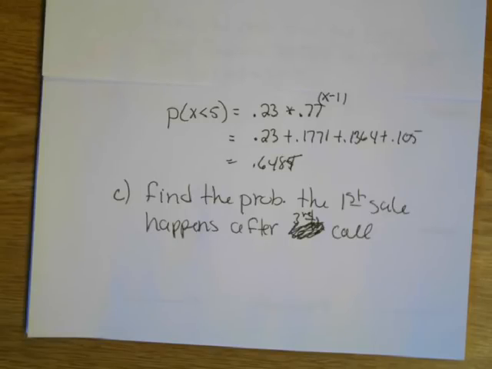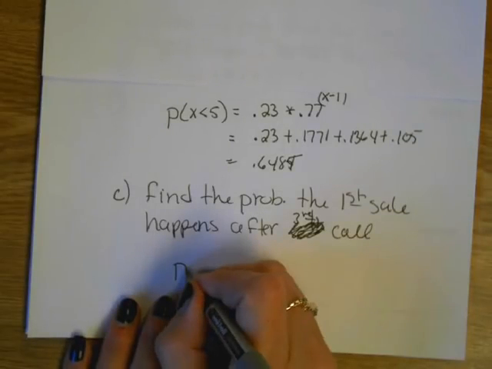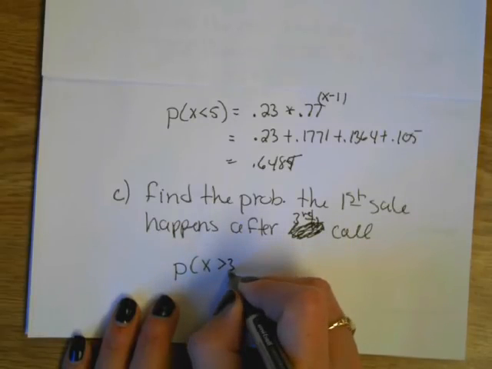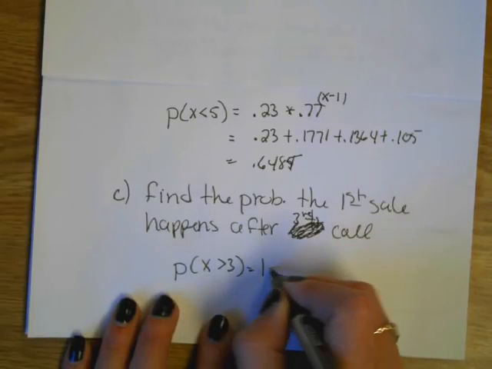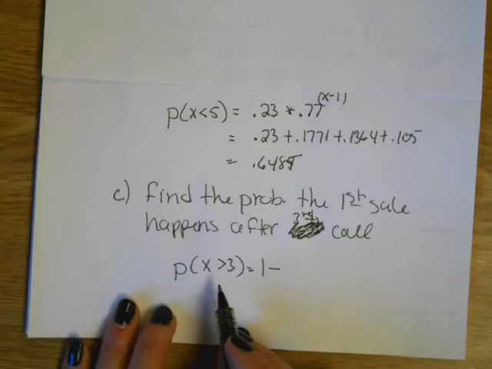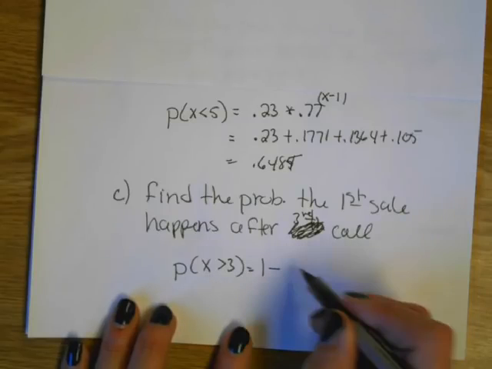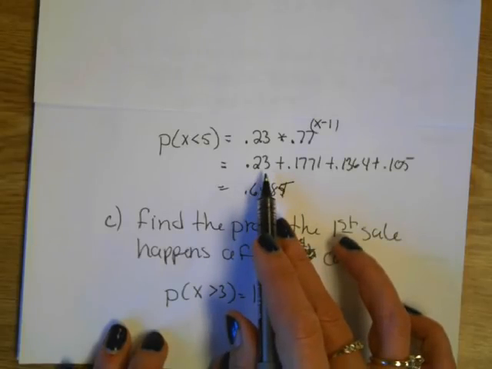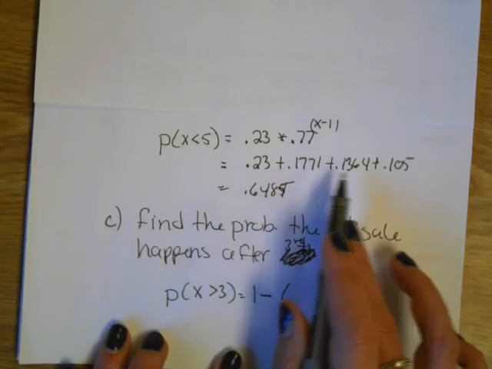How do we get this one? We only have one way to get it now. 1 minus. That is, after the 3rd call would be 1 minus, which ones? 1, 2, and 3. So I would need to see the 3 probabilities in here. We've already got them, because we got them right here. This was the 1, this was the 2, this was the 3.